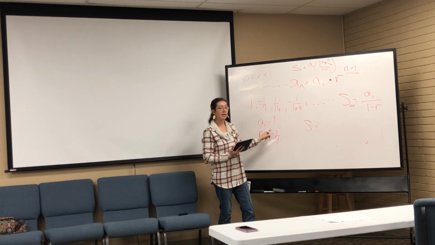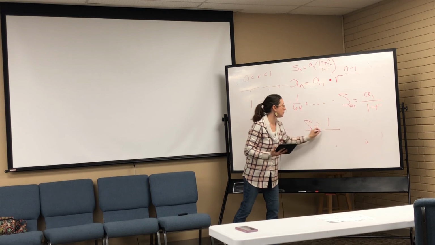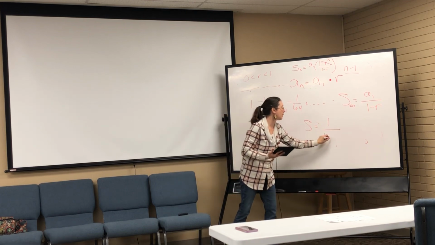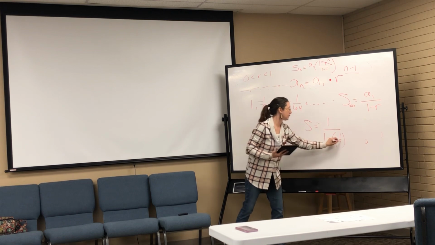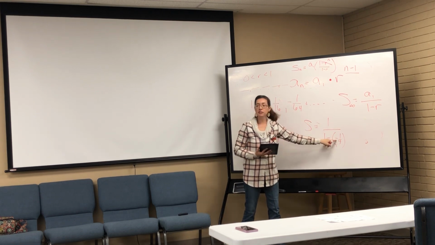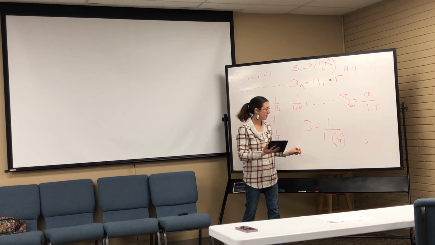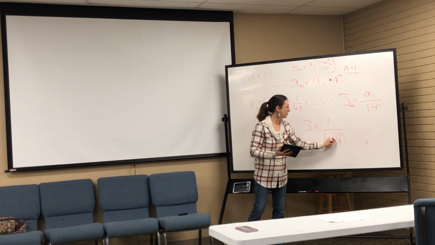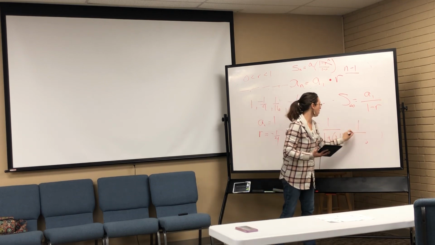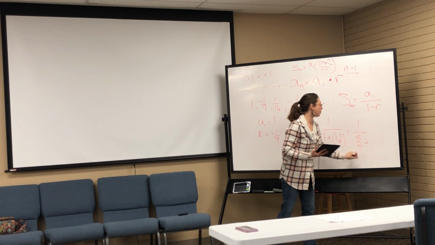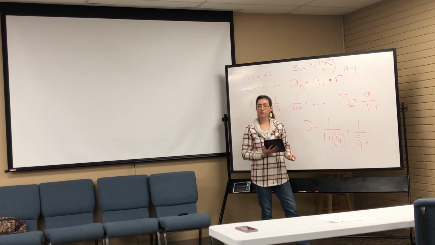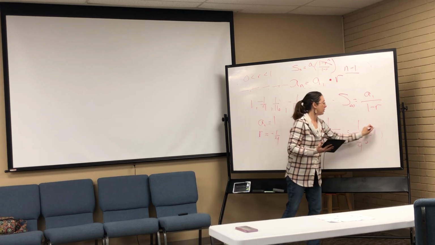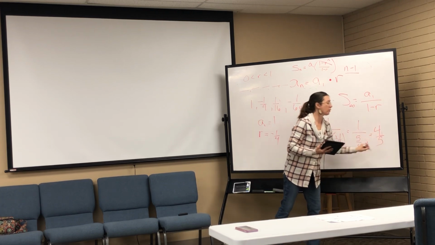We're going to plug in a sub 1, which is 1 on top. On the bottom, we have 1 minus negative 1/4. Minus a negative gives us a positive. So really we have 1 over 5/4, which means we just flip the bottom, right? And we're going to end up with 4/5.